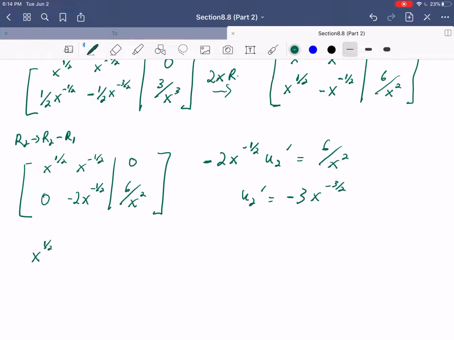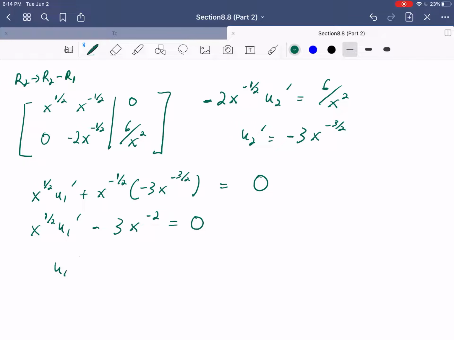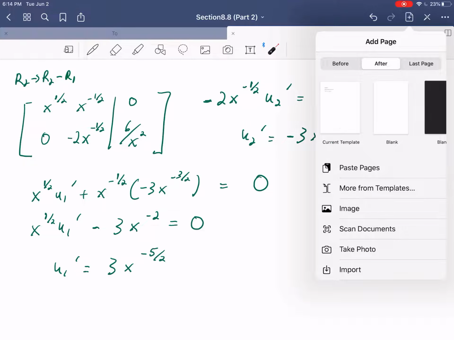So we get x to the 1/2 u1 prime plus x to the negative 1/2 times this u2 prime, which is going to be negative 3x to the negative 3/2, is supposed to be 0. So that tells us that x to the 1/2 u1 prime minus 3x to the negative 2 is supposed to be 0, which gives us that u1 prime is supposed to be what? 3x to the negative 5/2, it looks like. So there's our u1 prime, there's our u2 prime. Now we're ready to go ahead and integrate those. So we'll do that on our next page here.